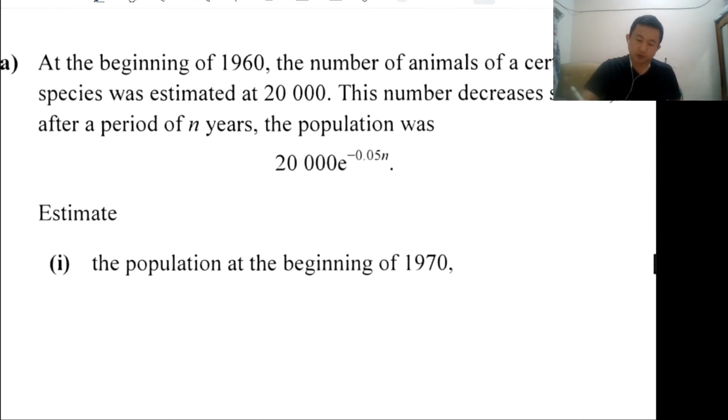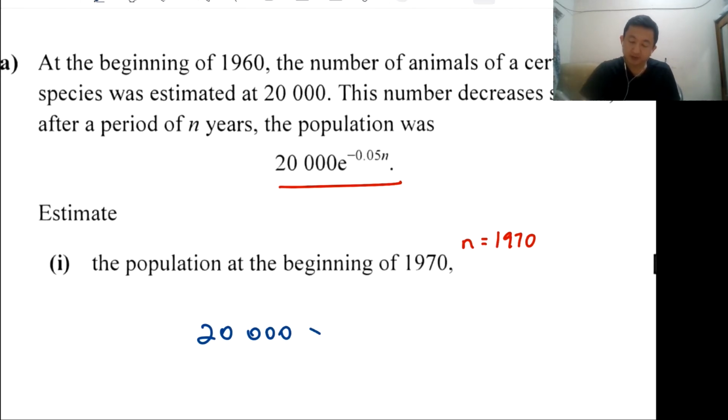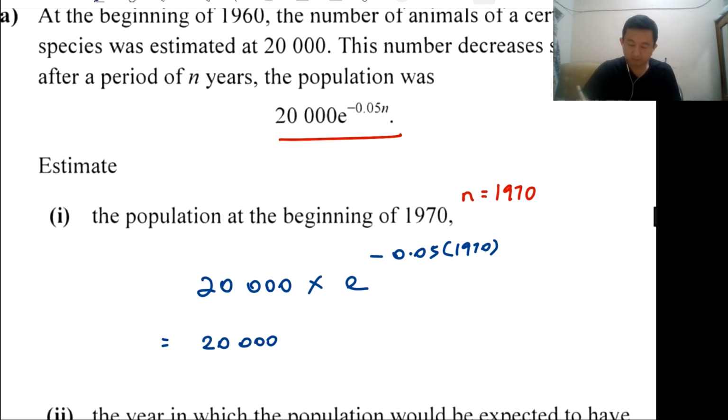Populations. So you only look at the formula. The population at the beginning of 1970. So you must know this is N. N stands for years. 1970. Just sub it in. So the population will be 20,000 times e to the power of negative 0.5. Simplify it. Put everything into a calculator.